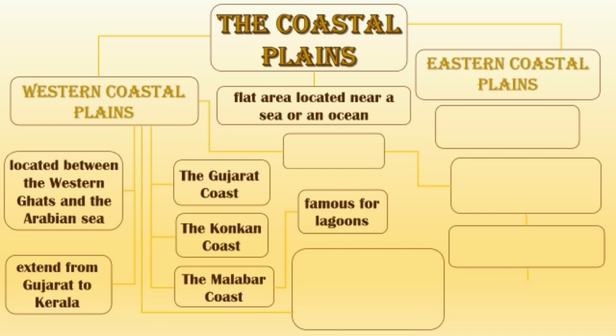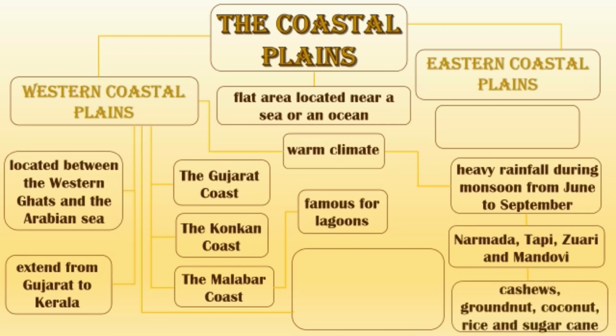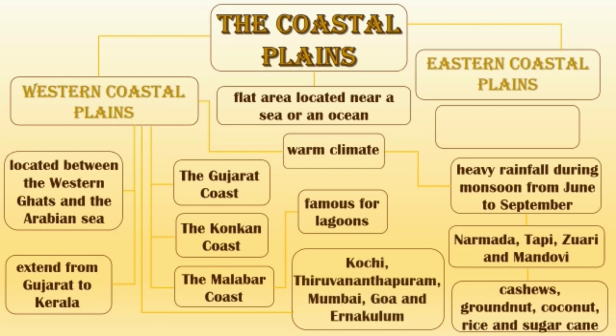It experiences a warm climate throughout the year. They receive heavy rainfall during the monsoon from June to September. Rivers that flow through these plains are Narmada, Tapi, Zuari, and Mandovi. The crops grown in this region are cashews, groundnut, coconut, rice, and sugarcane. Some important cities situated on the western coastal plains are Kochi, Thiruvananthapuram, Mumbai, Goa, and Ernakulam.